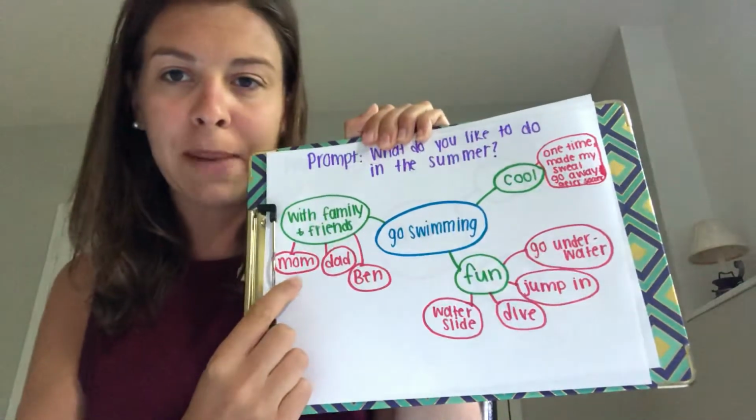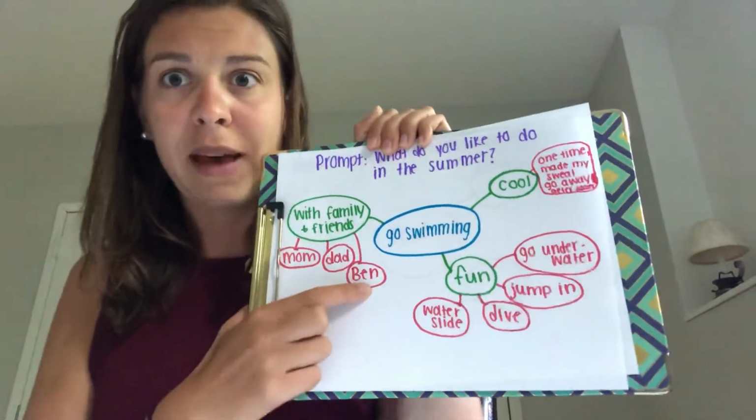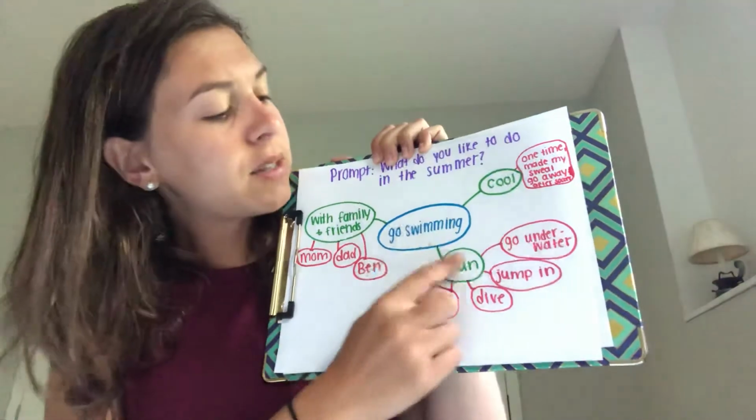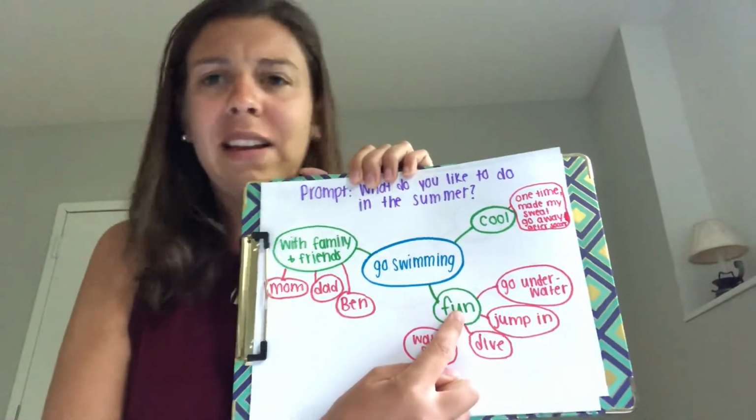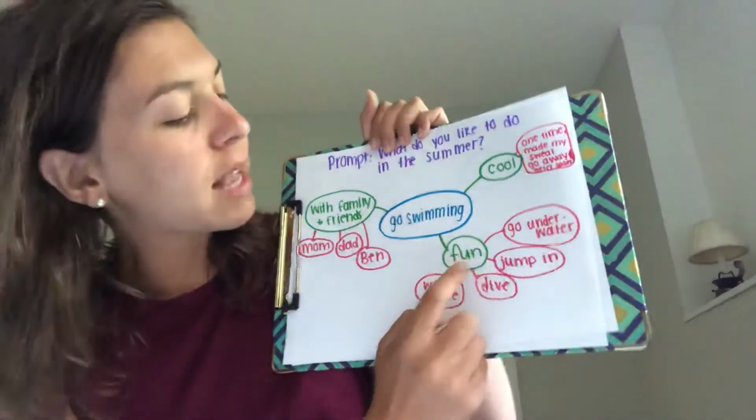So I might write people like mom or dad or my friend Ben. I might also say that I like to go swimming because it's fun, but I can't just say it's fun and leave it like that. That's not enough information. So I can go in and I can write more details.